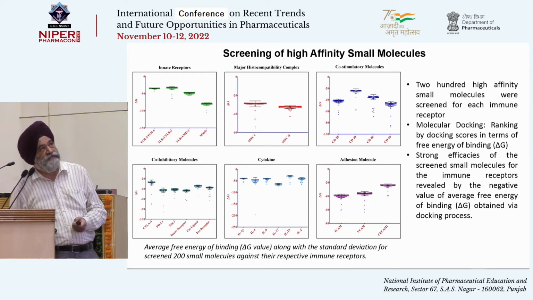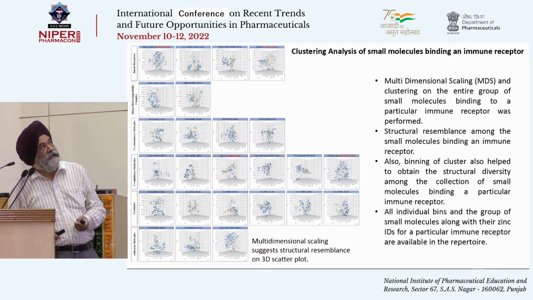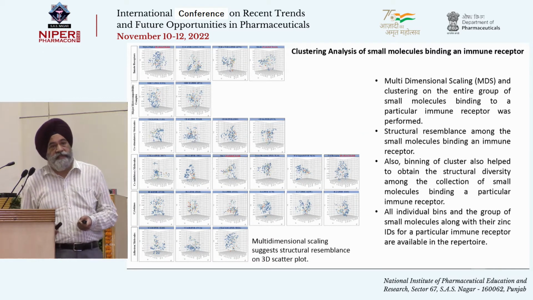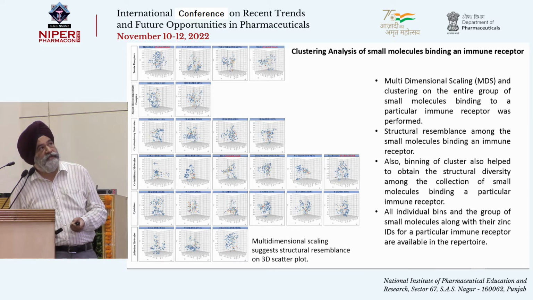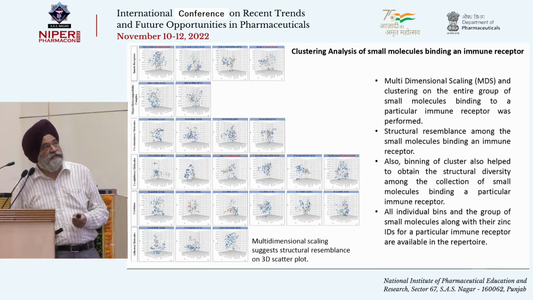And what we did is we took about 200 high affinity small molecules and screened them against each of these receptors. Then we wanted to see if we can cluster these molecules together. So by using a 3D scatter kind of plot, we tried to look at their structural resemblance. According to their structural resemblance, we put them in different bins. Each bin will have all these structures.